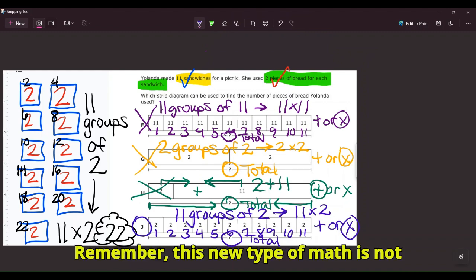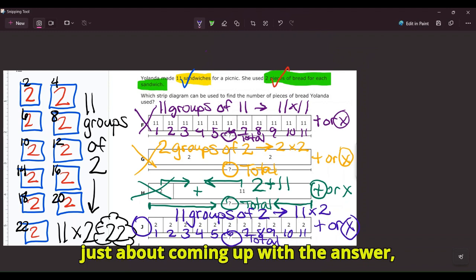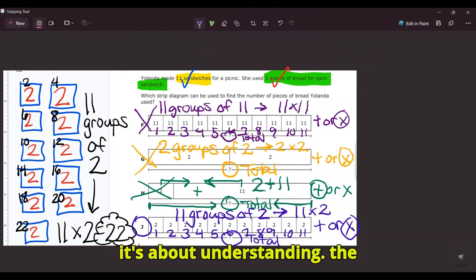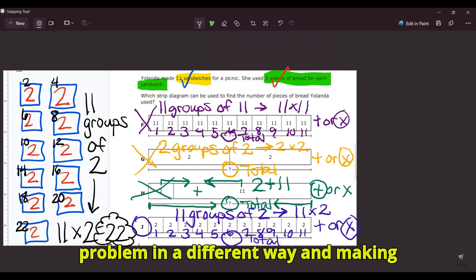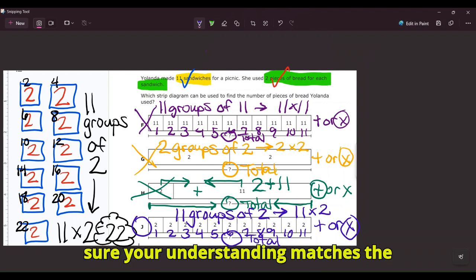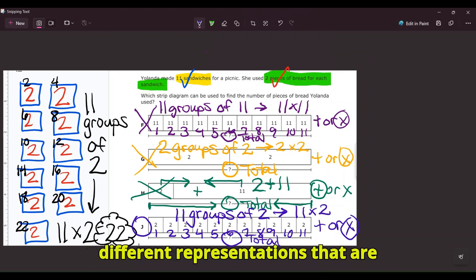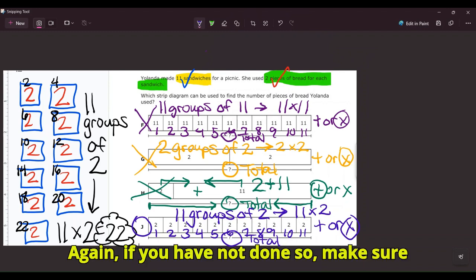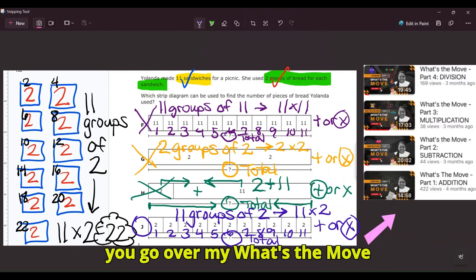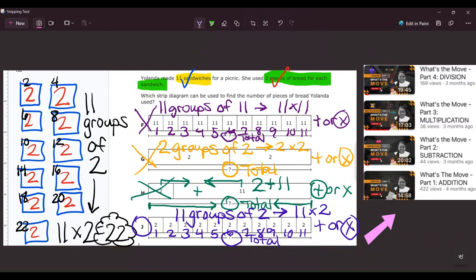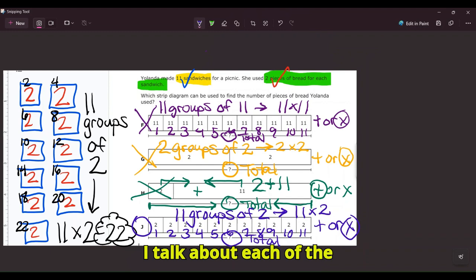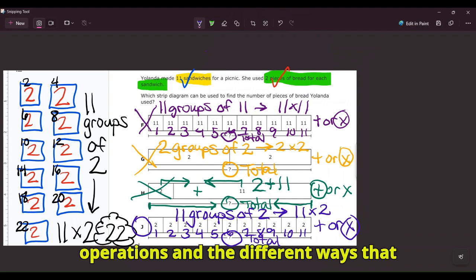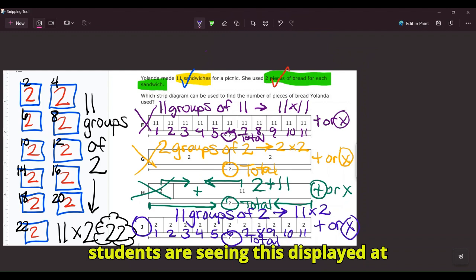Remember, this new type of math is not just about coming up with the answer. It's about understanding the problem in a different way and making sure your understanding matches the different representations that are displayed. Again, if you have not done so, make sure you go over my What's the Move series. I talk about each of the operations and the different ways that students are seeing this displayed at school.